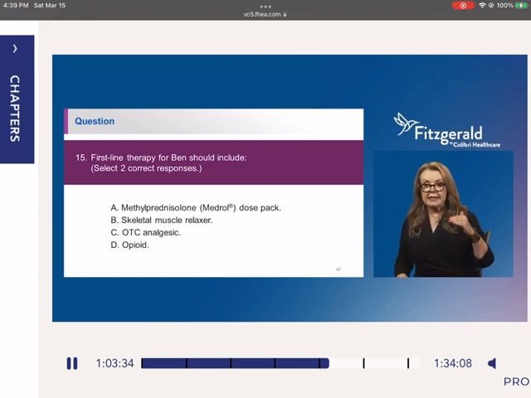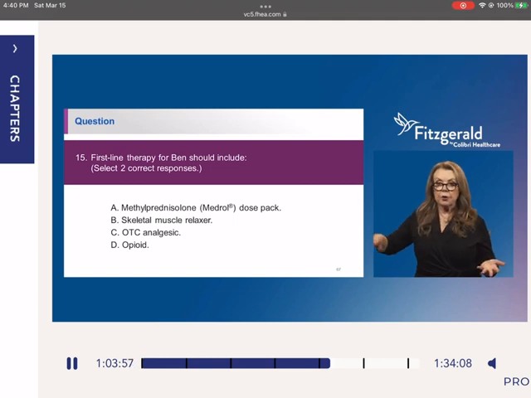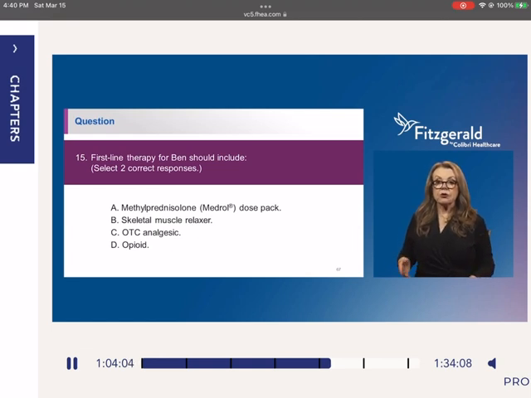Looking at D as an option, unfortunately, prescribing opioid therapy early on with lumbar sacral strain, which appears to be what he has, is one of the scenarios where people will occasionally get into trouble with prescription drug misuse. So first line therapy using an opioid, no. Look at option C, OTC analgesia. Yes. That's a great choice.